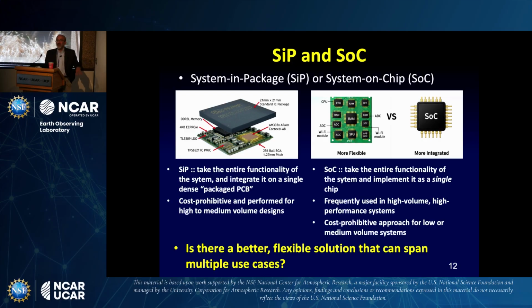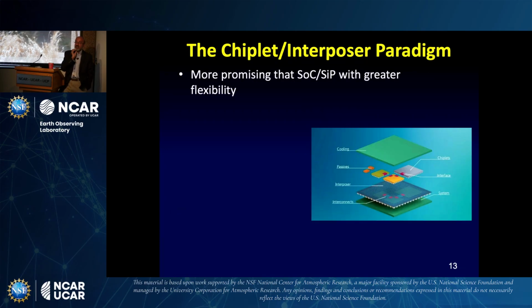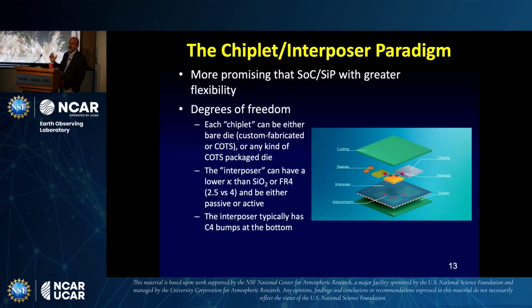So the question becomes, is there something that I can have which spans the cost performance trade-off and has better end-to-end characteristics than the SIP or SoC? And that's where this chiplet interposer thing comes in. So in a chiplet interposer idea, this is more promising than SoC or SIP, great flexibility, and so let me show you why, right? In this chiplet interposer system, we have lots of degrees of freedom. So essentially what we have is you can see these little squares, these are chiplets.